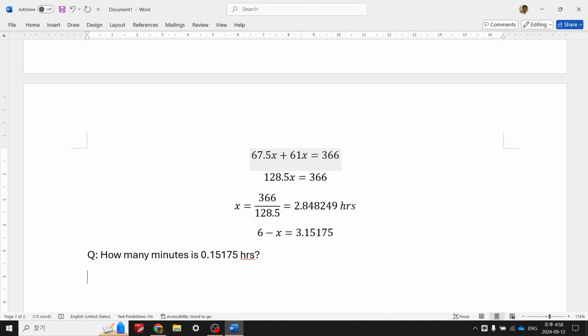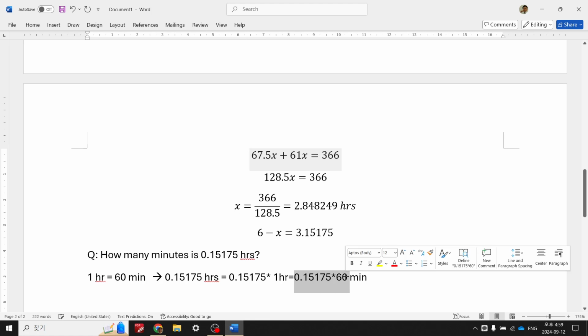So the way you think is like 1 hour is like 60 minutes, right? So that means 0.15175 hours is equal to 0.15175 times 1 hour, right? But 1 hour is 60 minutes, so it's 0.15175 times 60 minutes. Okay, so that's the argument, okay?